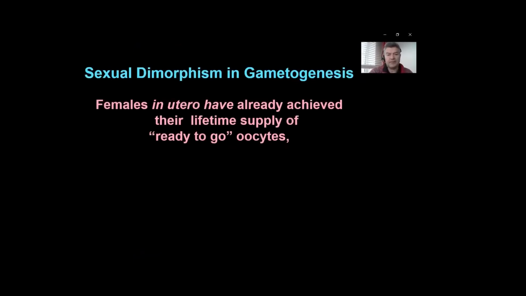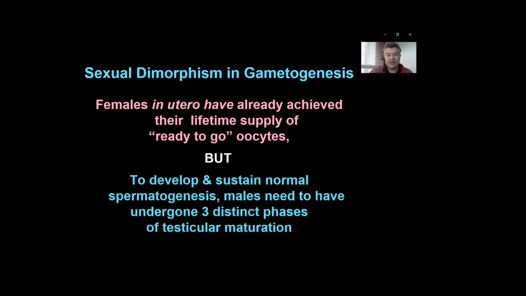Just to give you a brief intro to male and female differences. It's not just all about the ability to multitask or parallel park. Even in utero, female fetuses already have their lifetime supply of ready-to-go oocytes, whereas males have to go through 3 distinct phases of testicular maturation, beginning in utero and ending with puberty, in order to develop and sustain normal spermatogenesis.